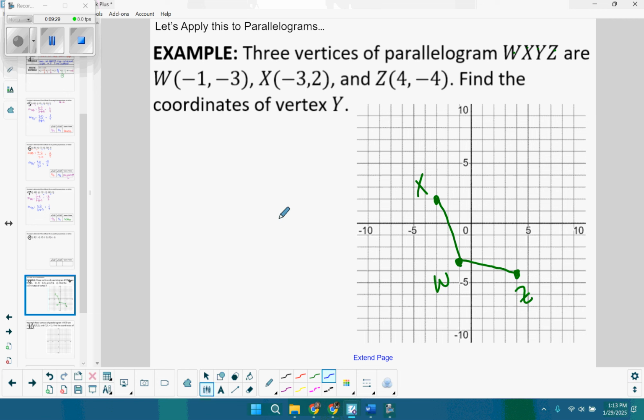Since a parallelogram has opposite sides that are parallel, I can use the slope of the bottom line to make a line at the top with the same slope. So this one was down 1 and to the right 1, 2, 3, 4, 5. So from X, if I go down 1 and then over 1, 2, 3, 4, 5, that is where my point should end up. So my point Y would have been at 2, comma, 1.